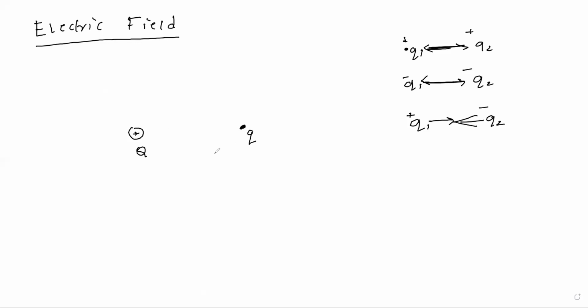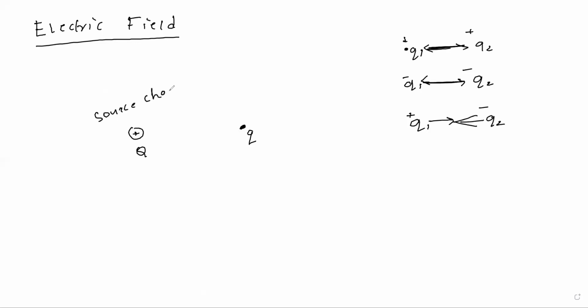Let us consider this as the positive charge, which produces the electric field. And this is a point charge which is very small, very negligible, and this won't produce any electric field. Only this charge produces the electric field. This positive charge which produces the electric field is called the source charge.